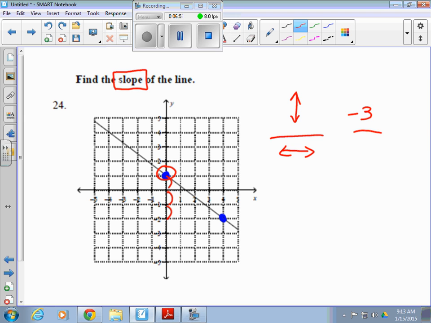And then count how many times you're going to go to the right in this case. 1, 2, 3, 4 times. We went to the right. Our positive numbers are to the right, so it's positive 4. So our slope, just make sure you're simplified at that point. There's no numbers that go into both 3 and 4. Our slope in this case, m, equals negative 3/4.